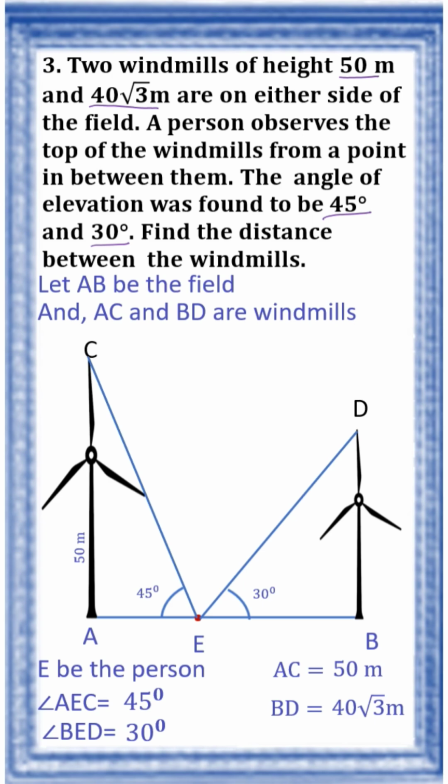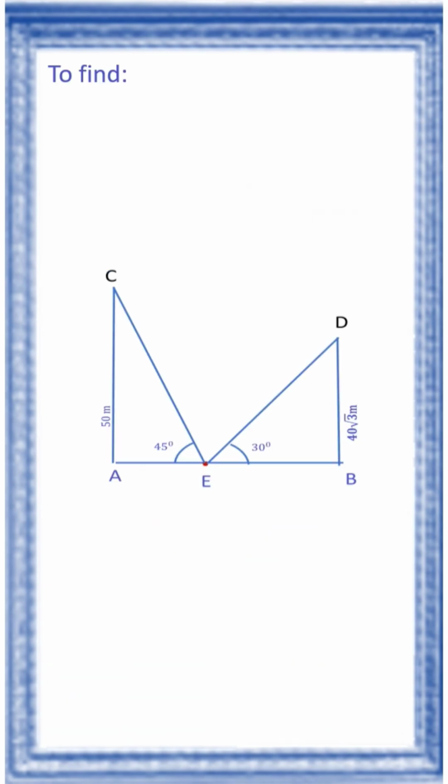We have to find the distance between the windmills, which means we have to calculate the distance AB. So now we are clear. We are given two windmills, their heights, and the angles of elevation from the point E. Now we are to calculate the distance between A and B. Here from the figure we can say that AB is equal to AE plus EB, isn't it?